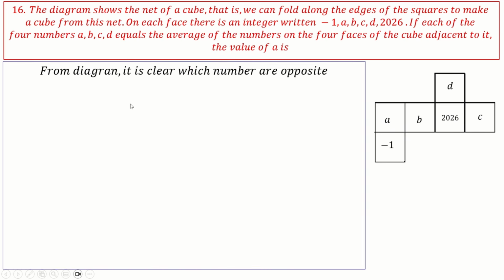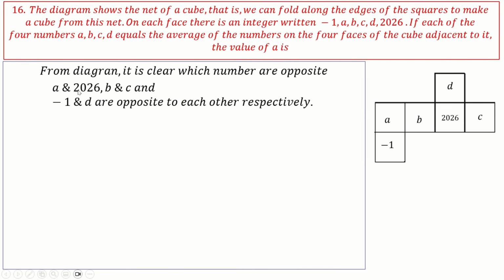Only thing is there is a twist actually. From the diagram, it is clear which numbers are opposite. We know A and 2026, B and C, and -1 and D are opposite to each other respectively. Now B and C are equal because these are the average of the neighboring 4. Correct. So B is A plus D plus 2026 minus 1, which is 2025, by 4. So from this I get one equation, 4B equal to A plus D plus 2025.